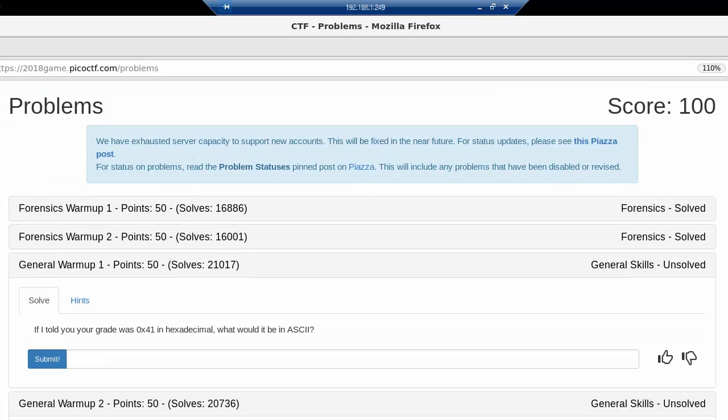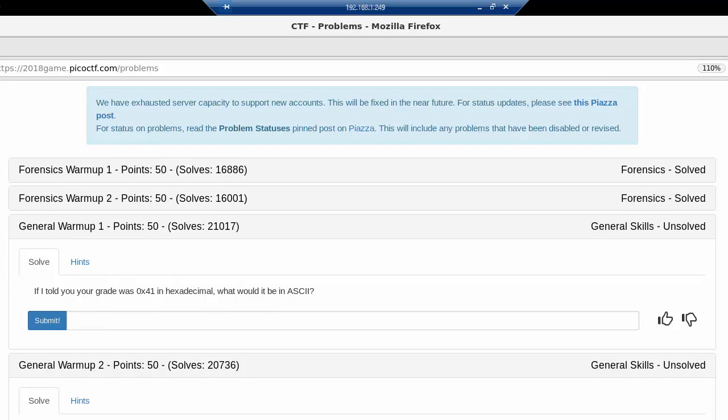And the problem is, if I told you your grade was 0x41 in hexadecimal, what would it be in ASCII? Now, if you already had a certain clue on what ASCII is, and the competition is made in the USA, we know that grades are sometimes letters. So I would immediately start thinking in terms of A, B, C, etc. But that's still a long way from being correct, but it wouldn't take that many trials and errors to get it correct in a competition.